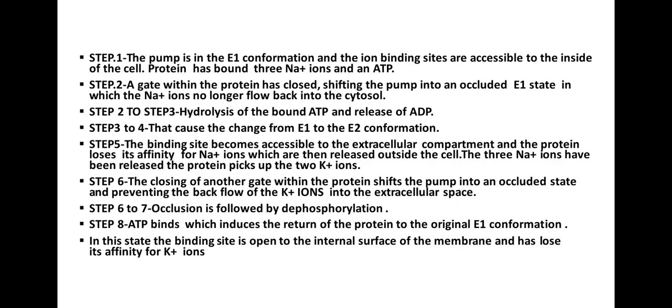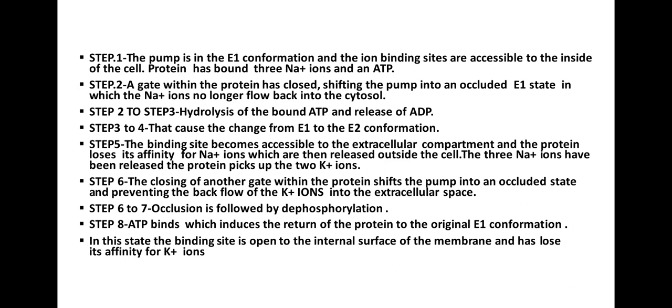Step 1. The pump in the E1 conformation has its ion binding sites accessible to the inside of the cell. The protein has bound 3 Na+ and an ATP. A gate within the protein has been closed, shifting the pump into the occluded E1 state, in which the Na+ ions no longer flow back into the cytosol. Step 3. Hydrolysis of the bound ATP and release of ADP.